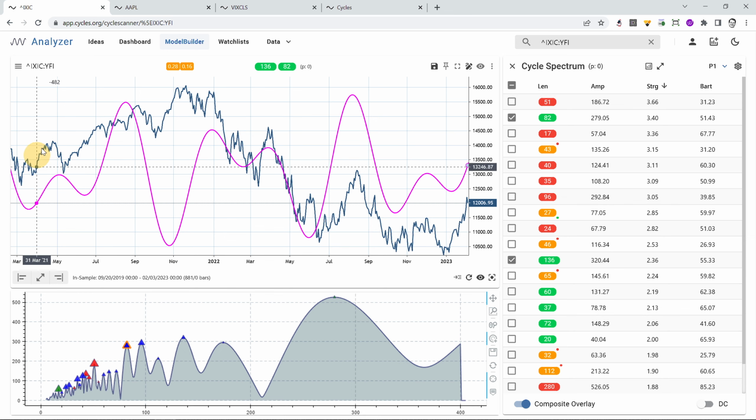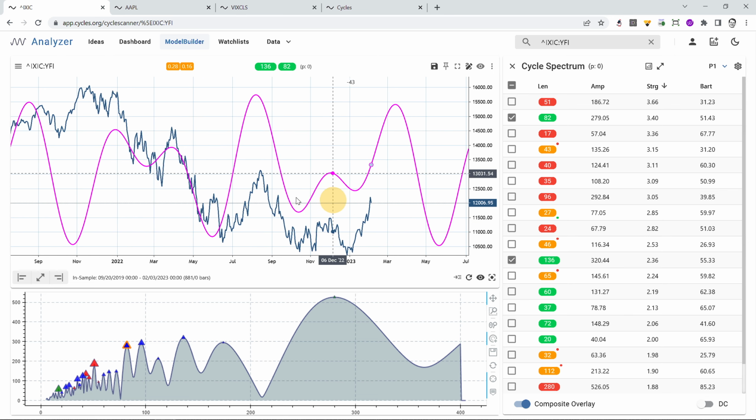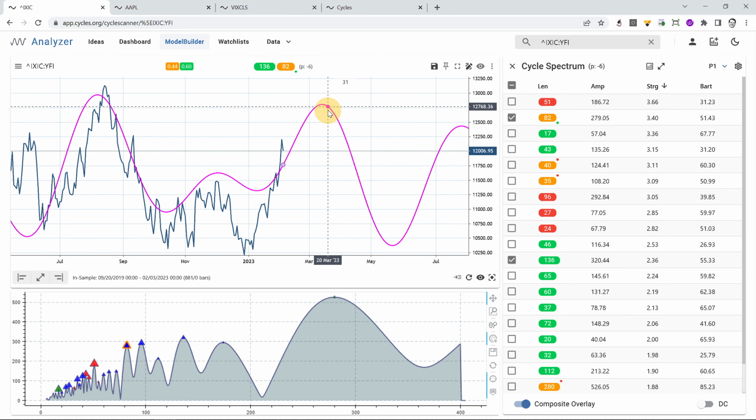And you see the shape of this composite cycle is nicely in alignment with the behavior. The projection of these two cycles gives us the same information as we've seen in the Apple stock. So this composite and these two cycles are pointing upwards into early March, confirming the analysis of Apple.